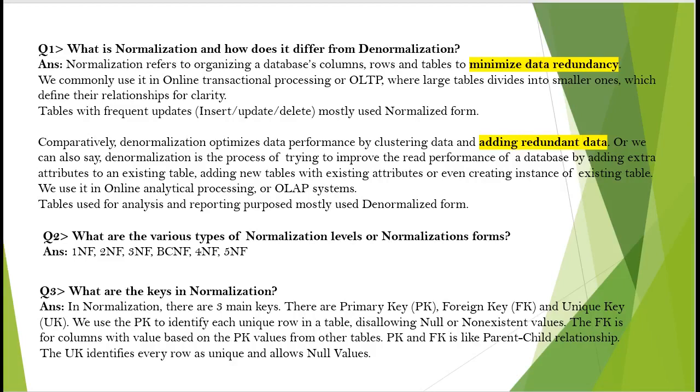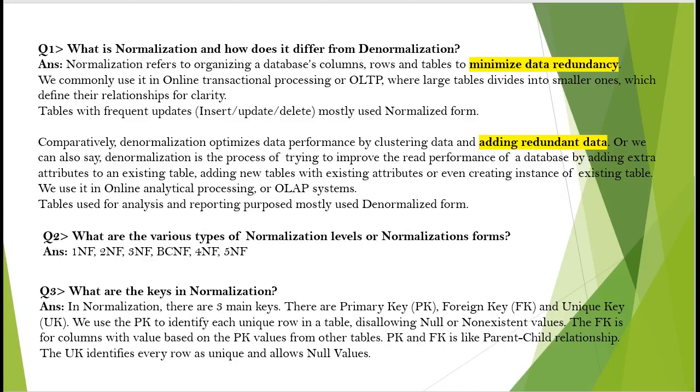We commonly use it in online transactional processing, or OLTP, where large tables are divided into smaller ones which define the relationship for clarity. Here relationship means one-to-one, one-to-many. Tables with frequent updates mostly use normalized form. Now let's make it short. Normalization is mainly used to minimize data redundancy, and databases, mostly source databases, which have frequent updates, mostly use normalized form. Now let's move to denormalization.